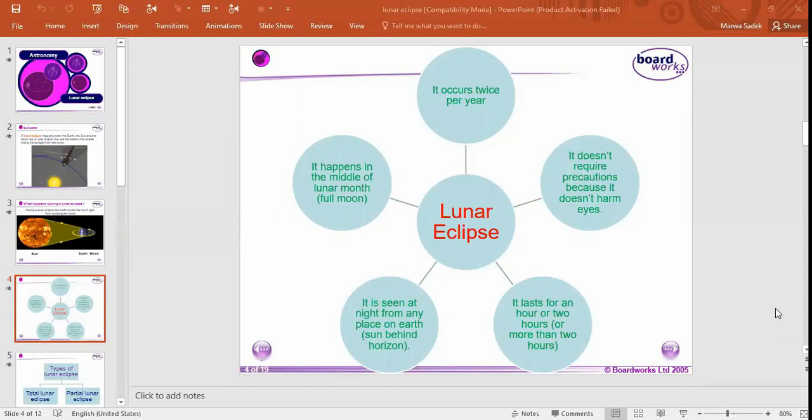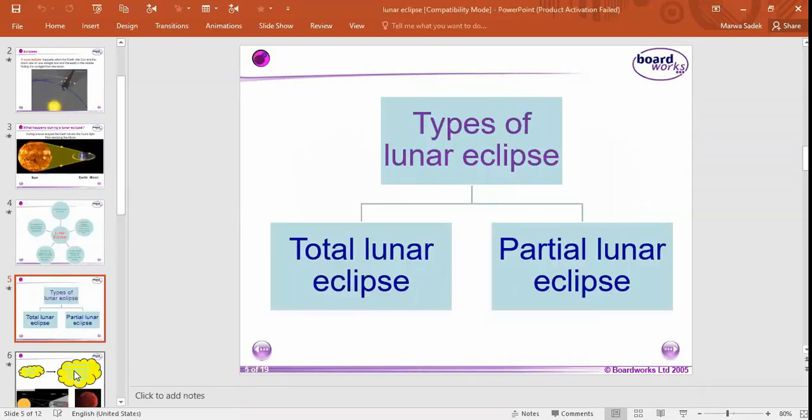So again, lunar eclipse, it happens twice per year. It doesn't require any precautions because it doesn't harm eyes. It happens in the middle of the lunar months when the moon is a full moon. It lasts 1 hour or 2 hours or more than 2 hours. I can see lunar eclipse at night. Okay?